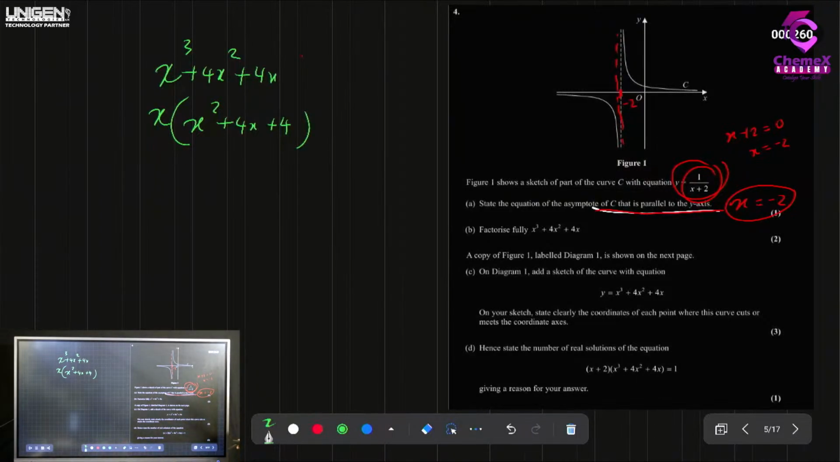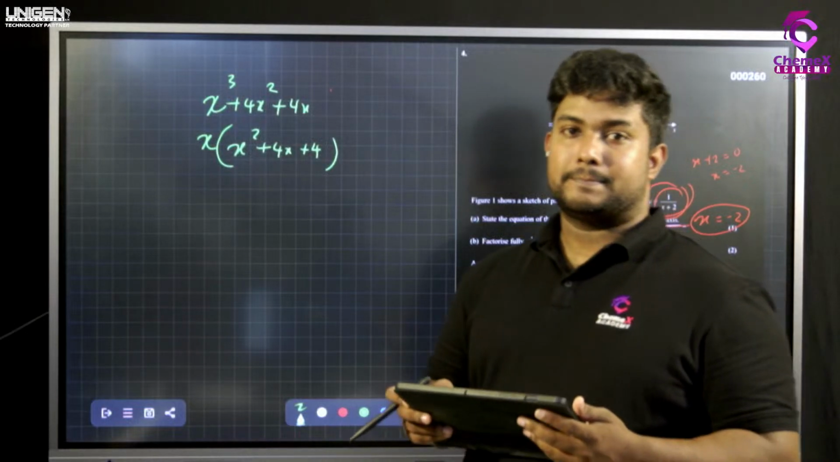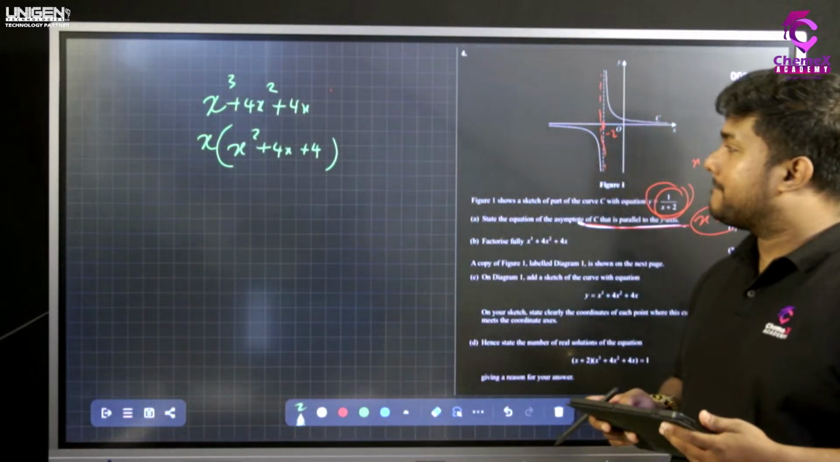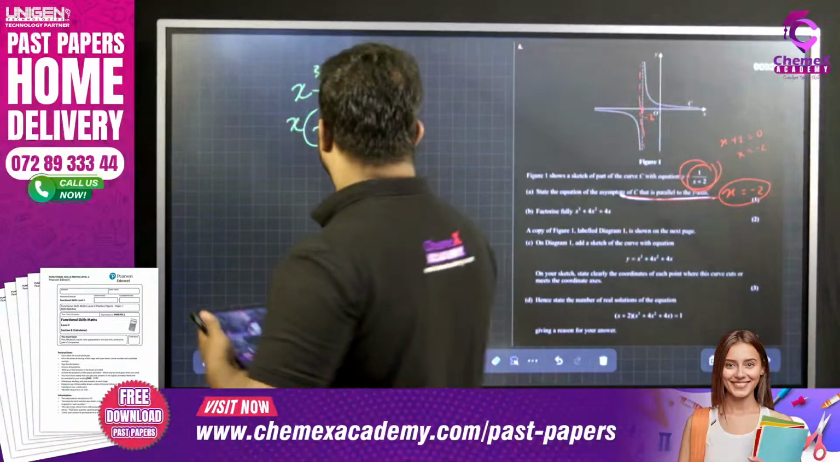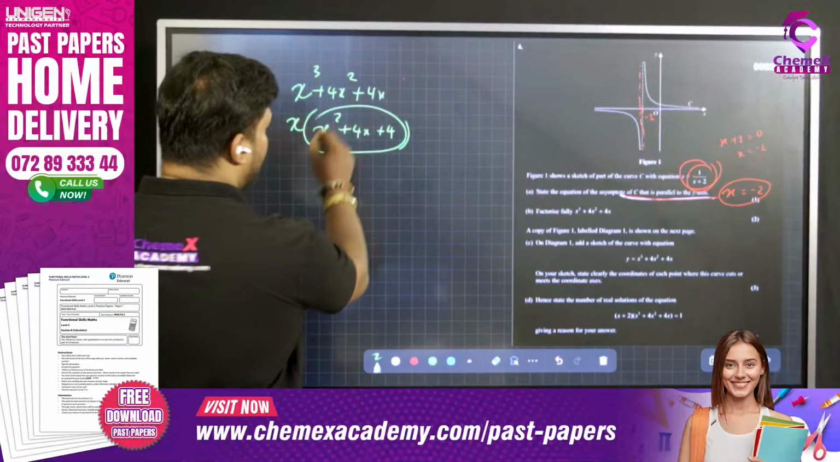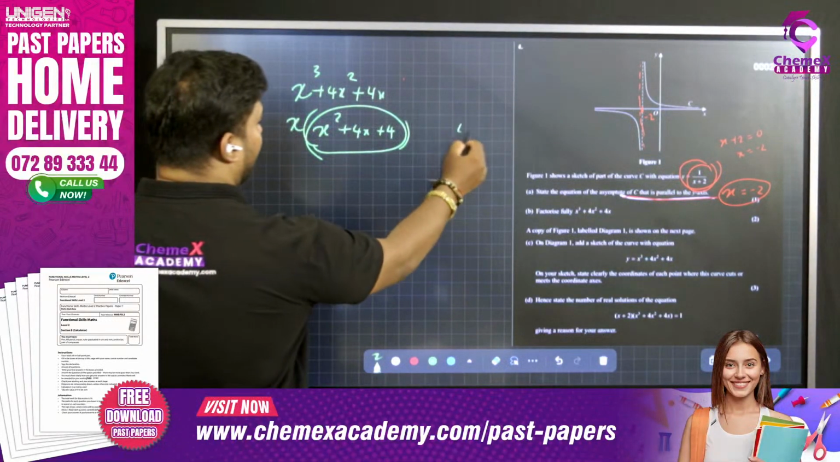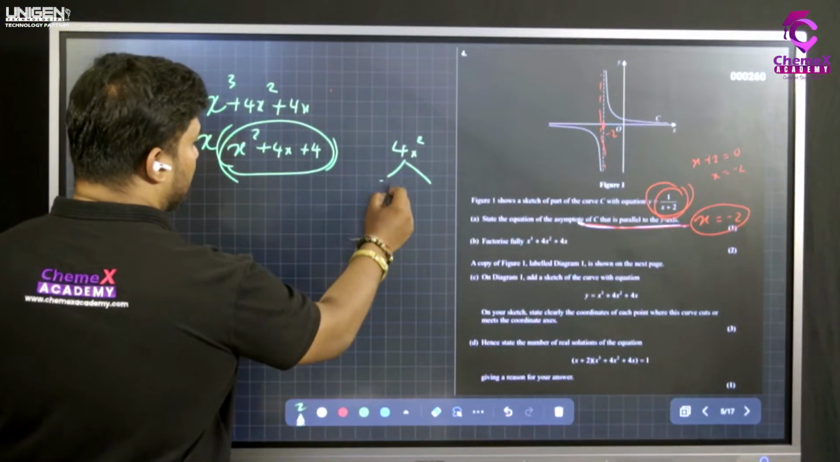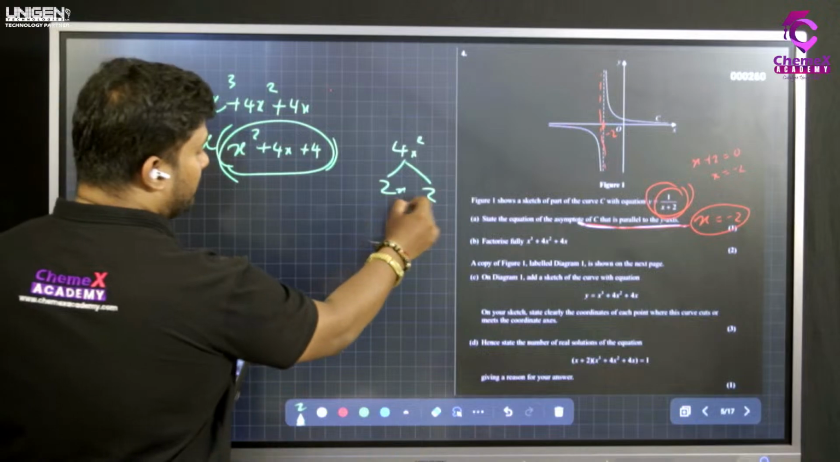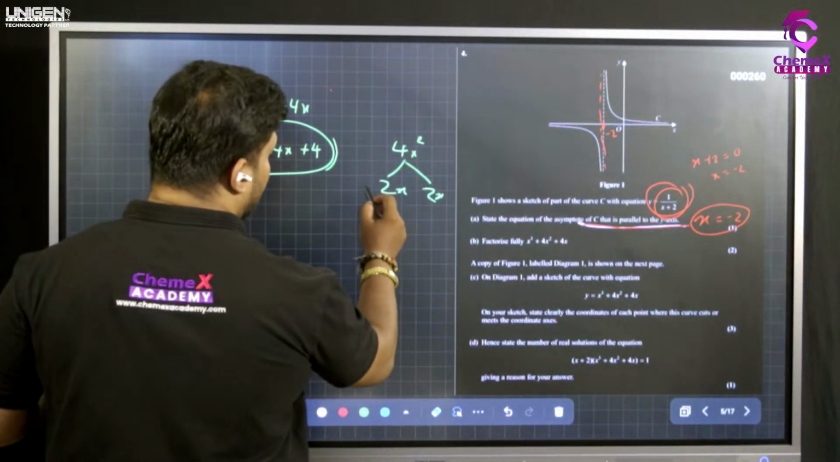Any suggestions? How do you factorize after that? How do you factorize this? All the factors for 2 and 2. Okay. So then plus and plus.